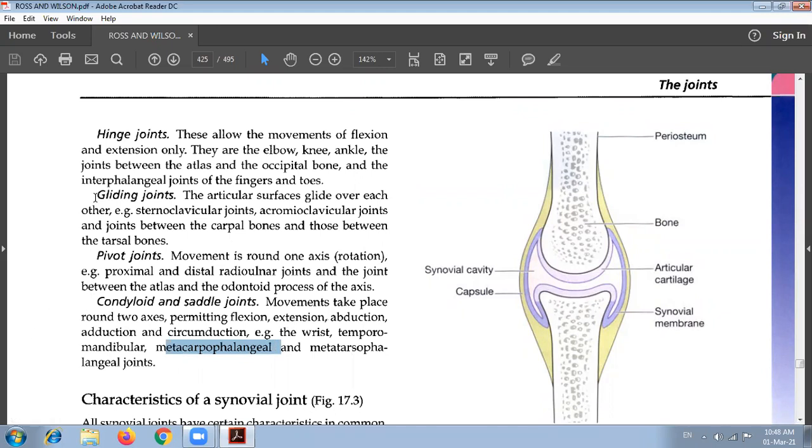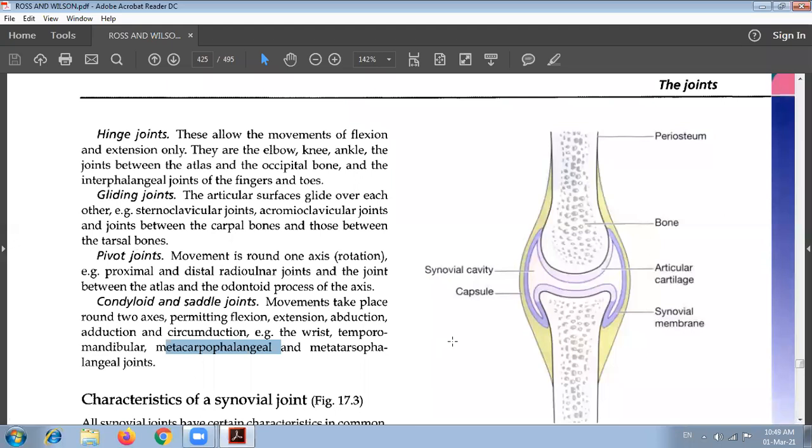So these are the 5 different types of synovial joints. The ball and socket joint, the second is the hinge joint, gliding joint, then pivot joint, condyloid joint, and saddle joint. All these are synovial type of joints.